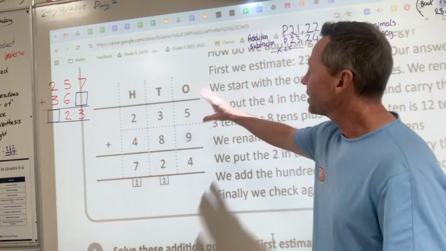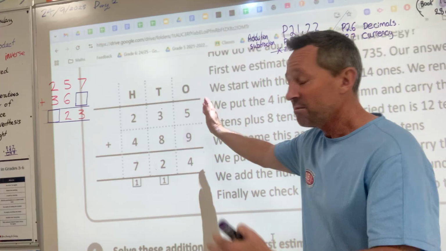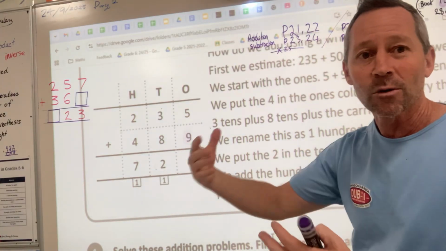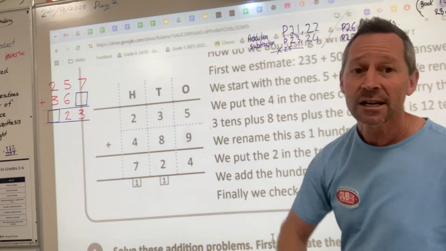724. Do 2 or 3 of these. If you're confident with it, move on. Okay? Don't do the whole lot. If you're struggling, stick with this. Okay, that is on page 2122.